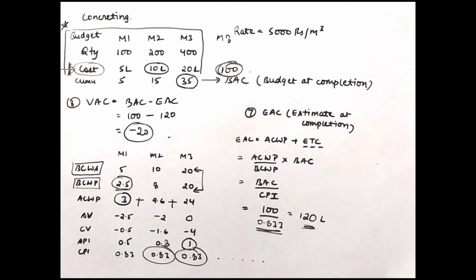We took one very decent example, but in another video we'll be taking one detailed example consisting of several activities, or maybe the complete project, and we'll be using all these formulas. We'll also be seeing the curves of all these things: BCWP, BCWS, ACWP and everything.